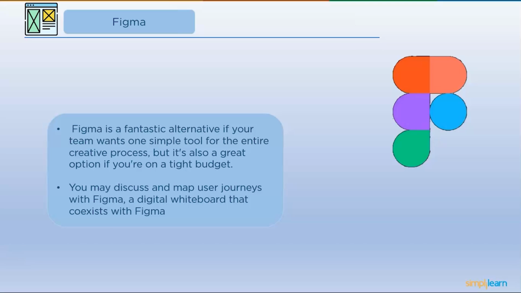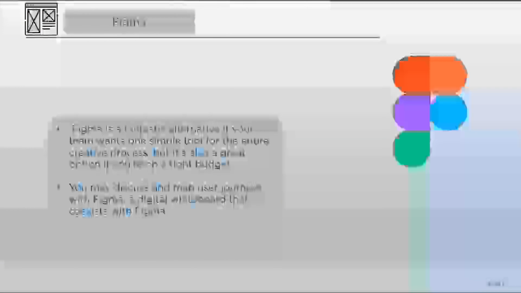There are many free wireframes available too. Figma is a fantastic alternative if your team wants one simple tool for the entire creative process, but it's also a great option if you are on a tight budget. You may discuss and map user journeys with Figma and its digital whiteboard. Without exporting your ideas to another design program, proceed directly to wireframing and testing.